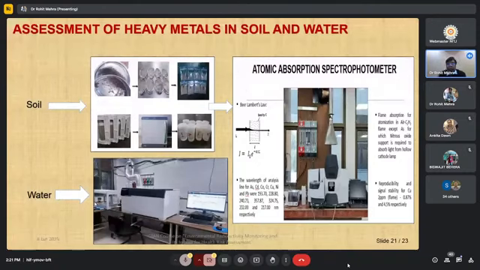Similarly, for the assessment of heavy metals in soil and water, we could prepare those samples. As I have told you, our instruments, either ICP-MS or AAS, work on liquid samples. So in the case of soil samples, we have to use a microwave digester, and with the help of the digester we could convert our soil samples into liquid samples, and finally use those techniques, which we will discuss in detail in our next lectures, and measure.